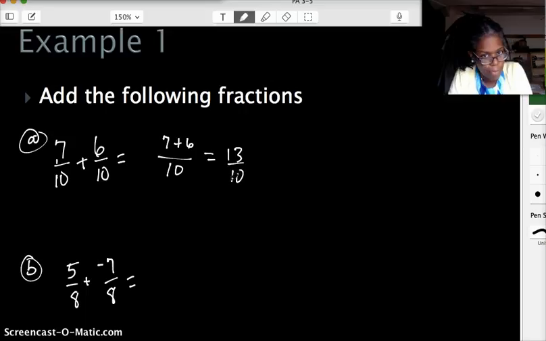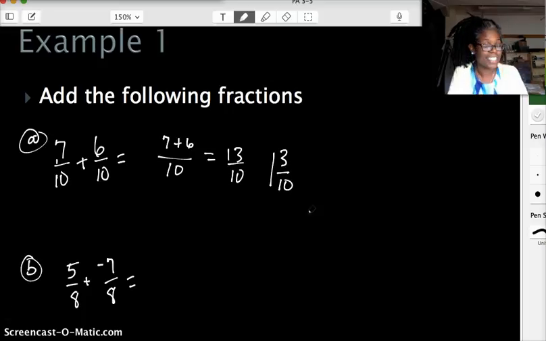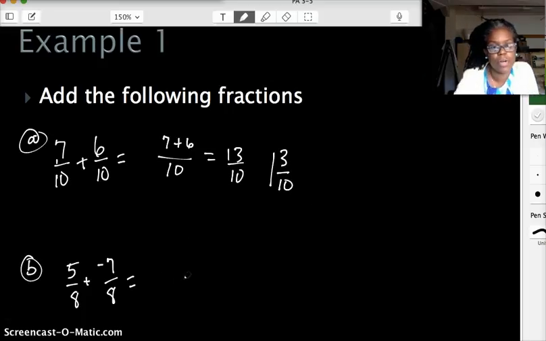Like I said in a couple other videos, I kind of dig improper fractions, but if you're asked to make this a mixed number, of course you're going to divide 10 into 13, which goes one whole time with a remainder of 3 over 10, the divisor. Make sense? Let's take a look at this next one. This one looks a little bit more interesting.